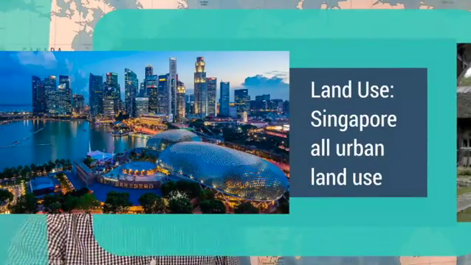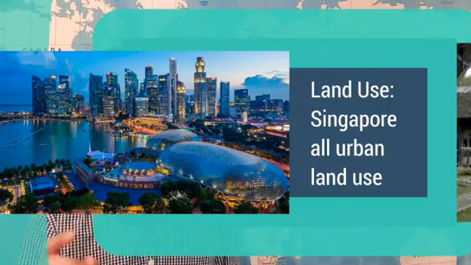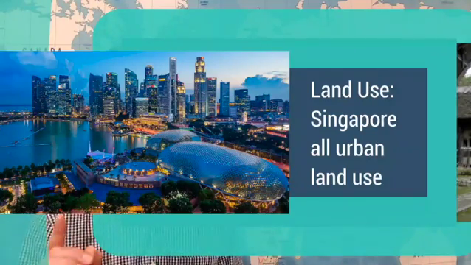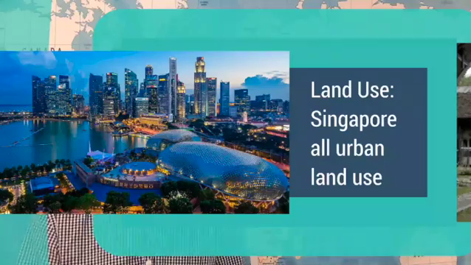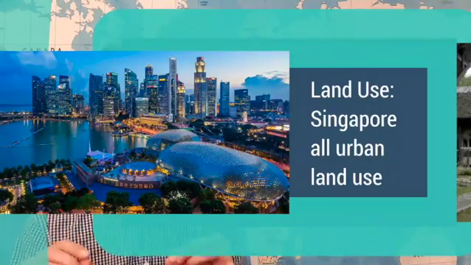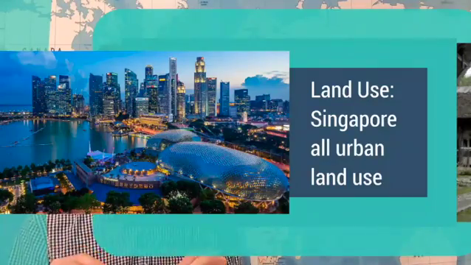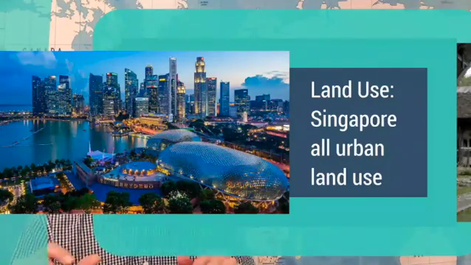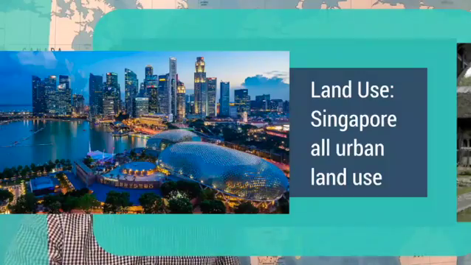Land use is another example. So in Singapore, you can see they have an entirely urban land use. The entire country is the large city plus the suburbs around it. So they have an all urban land use. That defines the culture of their country, that they are a very modern and a very urban society.